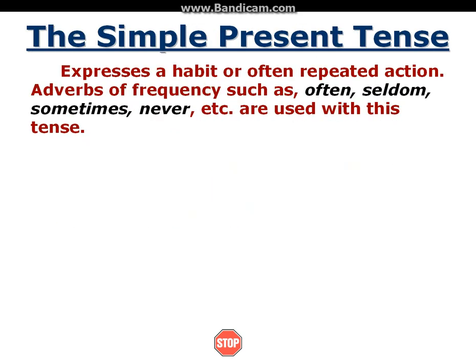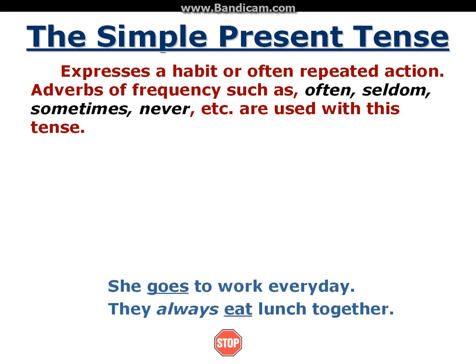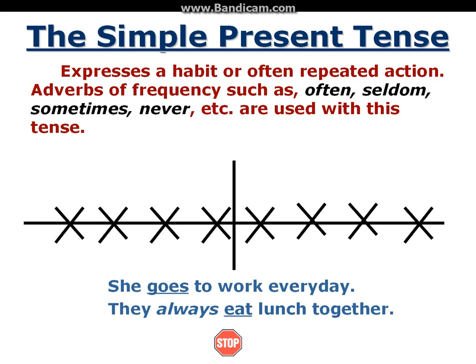Let's start. The first, present simple tense. It expresses a habit or often repeated action. Adverbs of frequency such as often, seldom, sometimes, never, etc. are used with this tense. For example, she goes to work every day. They always eat lunch together.